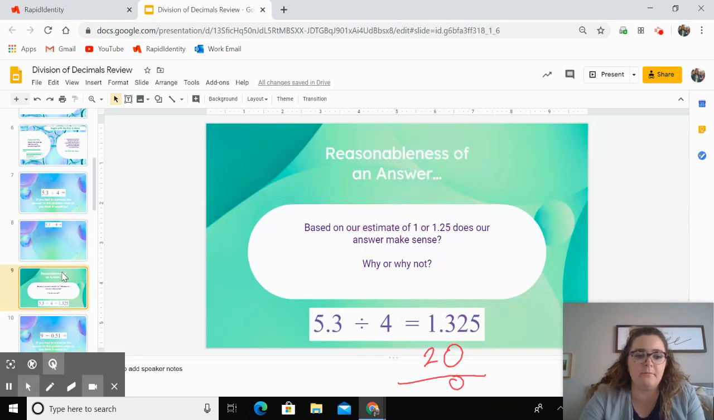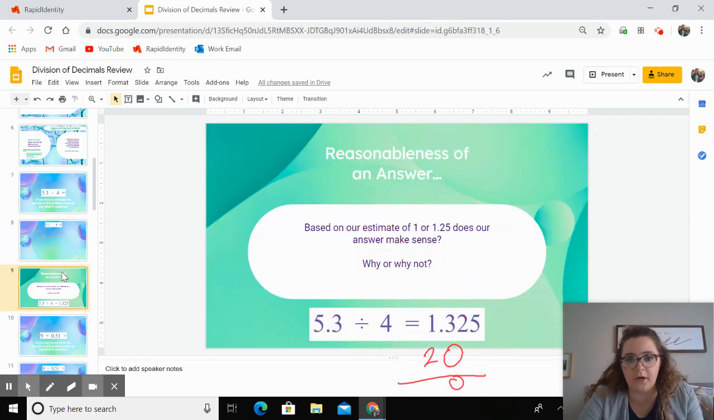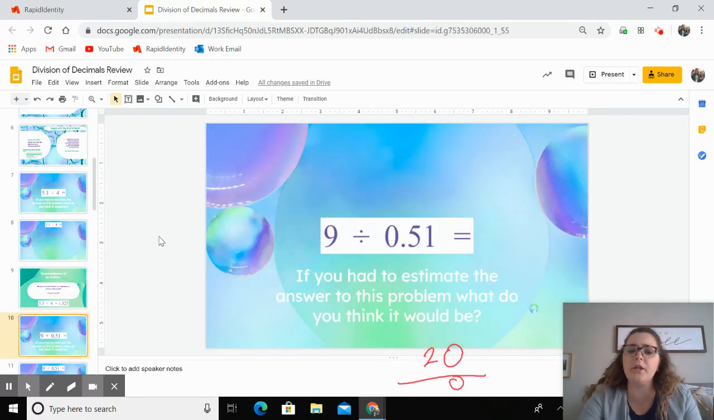So now when I'm looking at this, we need to go back and say, hey, do we think our estimate made sense or was logical for what our answer actually ended up being? And our estimate did make sense. We talked about how we thought if our estimate was 1 and 25 hundredths, that our answer would be fairly close to 1 and 25 hundredths. Well, 1 and 325 thousandths is fairly close to 1 and 25 hundredths. And also, it is just a little bit more like we said it would be because we ended up rounding the 5.3 down. All right, we're going to look at another one.